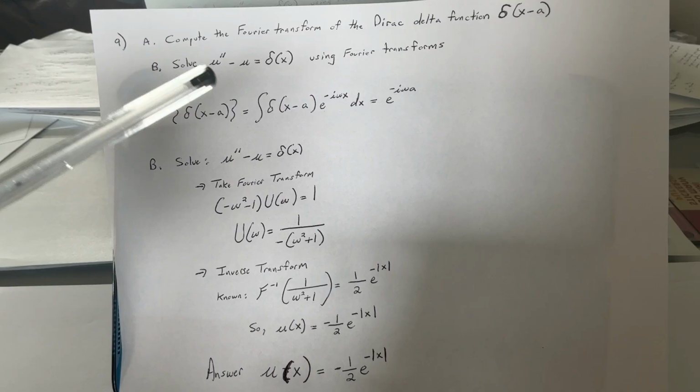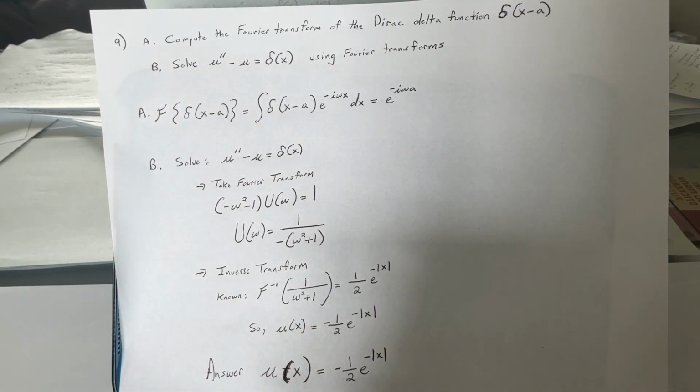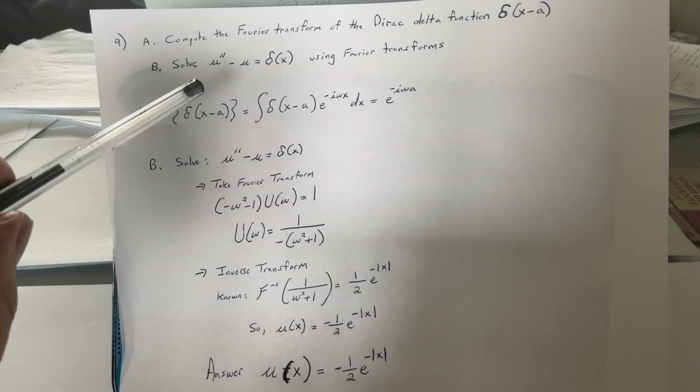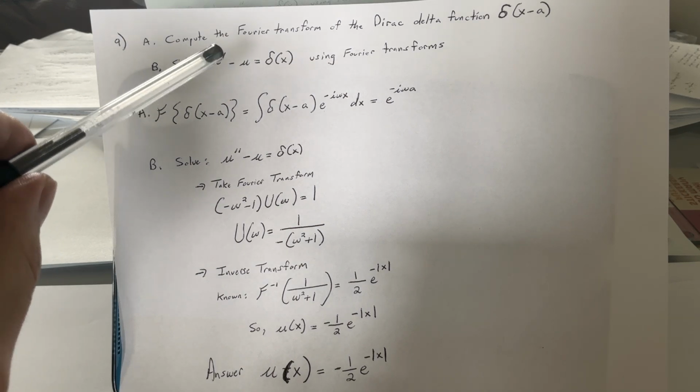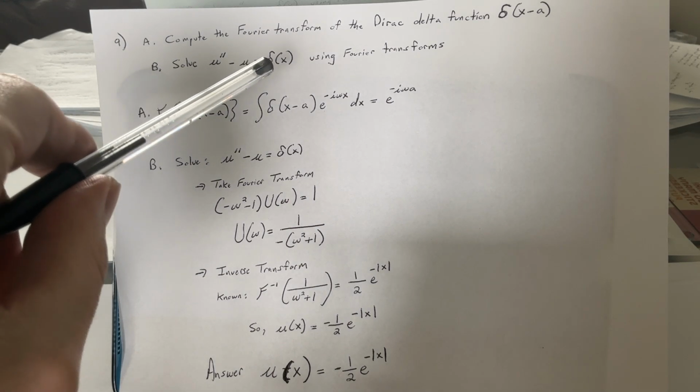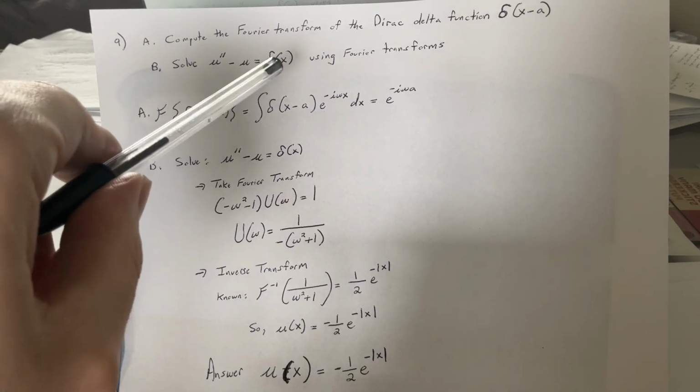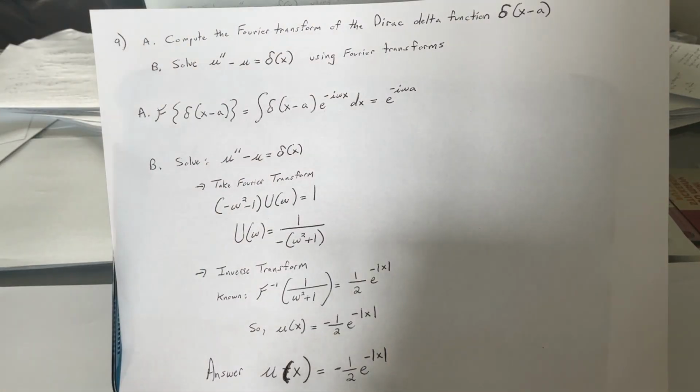So for 9a, compute the Fourier transform of the Dirac delta function, delta of x minus a. And for part B, we want to solve this differential equation here, u double prime minus u equals delta of x using Fourier transformations. Okay, the Dirac delta.